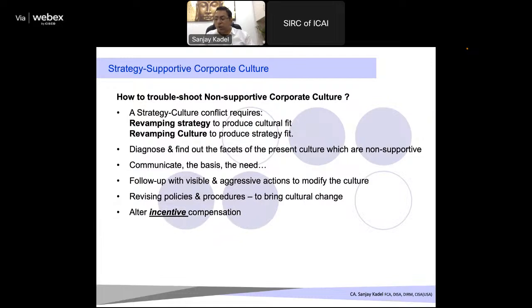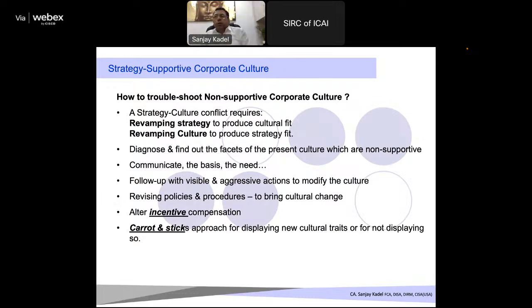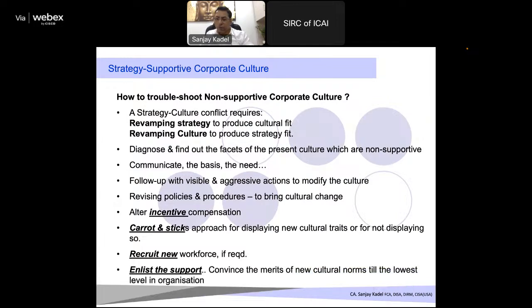You can give some incentive schemes. You can give some incentives to your employees, bring in some incentive schemes so that they are motivated to follow strategies. You can adopt carrot and sticks approach. Carrot and sticks approach means you give carrot, means rewards for adhering to strategies, and you give sticks, that is either punishment or penalizing or not giving promotions for not adhering to the strategies. So carrots means rewards, sticks means punishments. Not literal punishments, but a form of punishment. So you can follow carrot and sticks, or you can recruit new workforce. If the old workforce is not adhering to the strategies, even in spite of all these corrective actions, you can recruit new workforce itself, and then you can enlist the support.